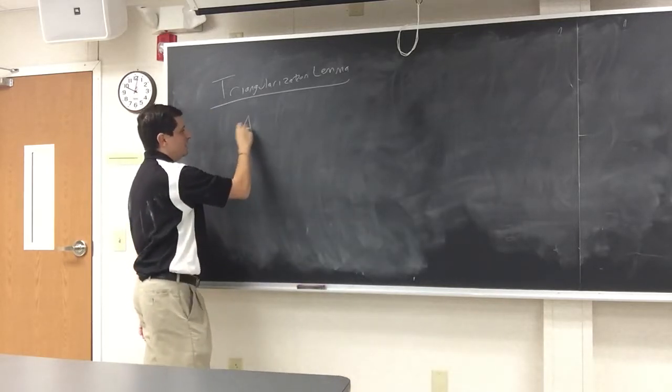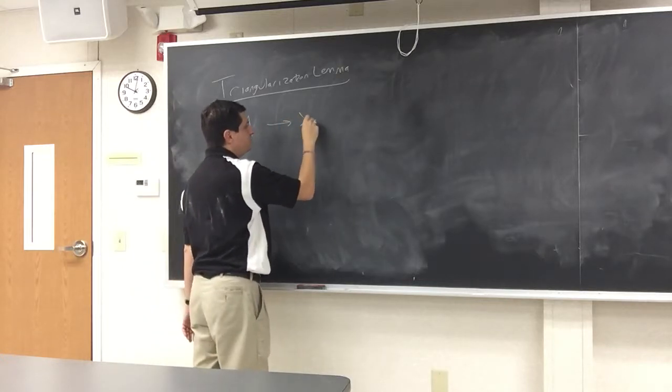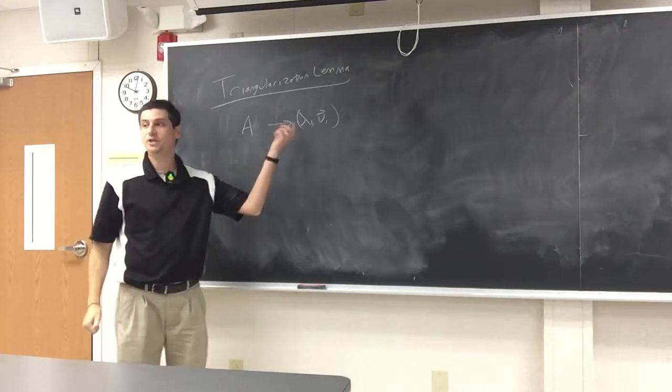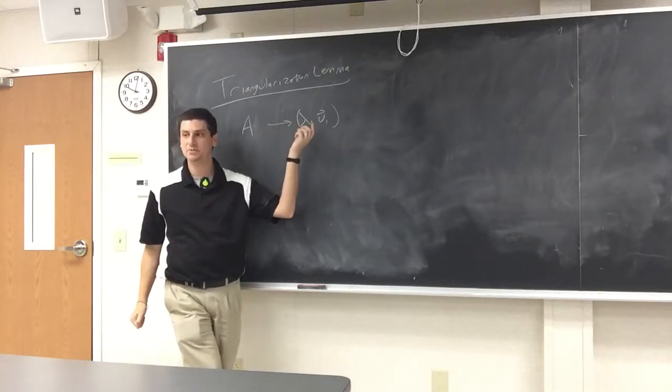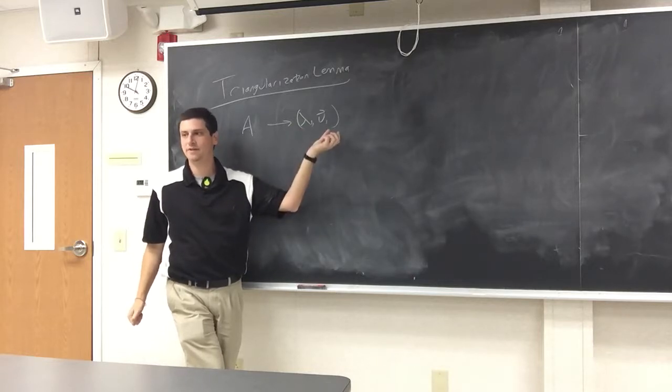So you start off with a matrix A. Any matrix A has to have an eigenvalue, eigenvector pair, right? This is just the fundamental theorem of algebra. When you look at the determinant of A minus lambda, there has to be at least one root. And because there's one root, there has to be at least one eigenvector.